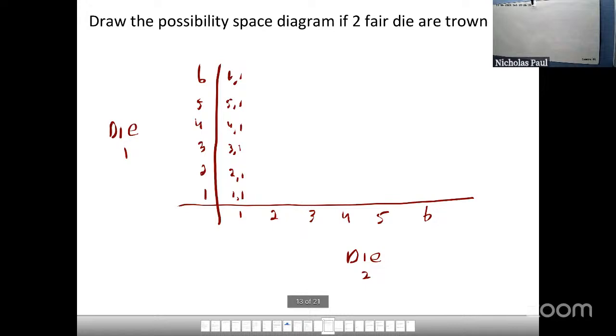Right, the possibility space diagram is a little bit long, but right, so let's see how the rest of it will look. We got it. Next row, right? So that'll be what? 1, 2.